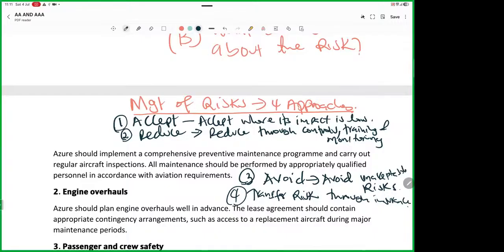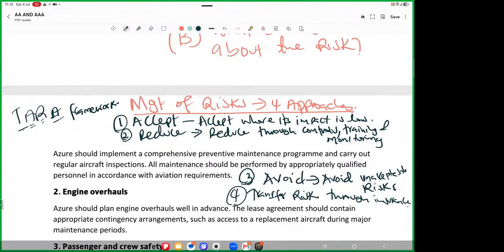Let me know, ladies and gentlemen, whether first of all you've been able to write up to where Mwalimu has reached. Let me know whether you have been able to write this concept of risk mitigation procedures, the four approaches. At times your examiner calls it the TARA framework: transfer, accept, reduce, avoid. Whenever you see TARA framework, it's not really a very big terminology.